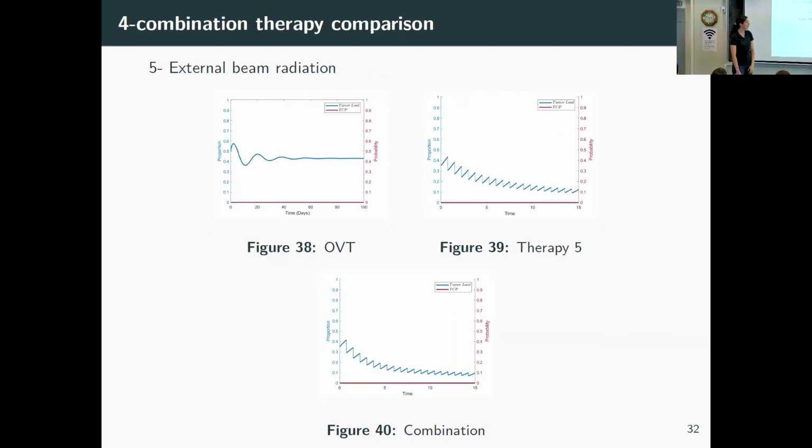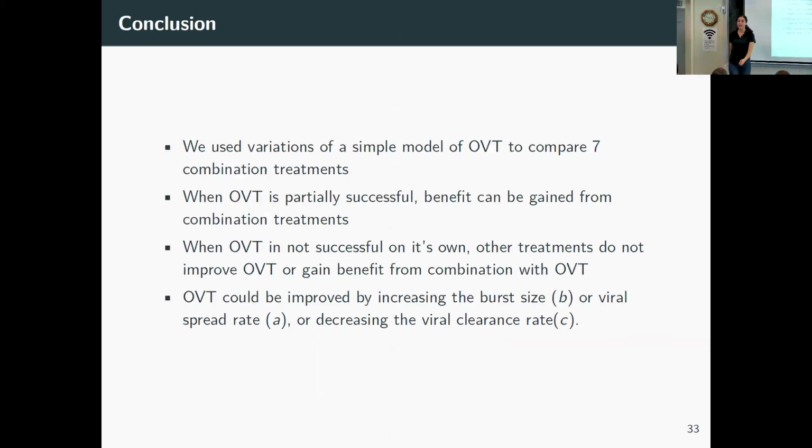So what can we conclude here? After combining these two, we can see that when biotherapy is partially successful, benefit can be gained from this combination. But if you have a weak virus, combining these gives us almost no benefit.